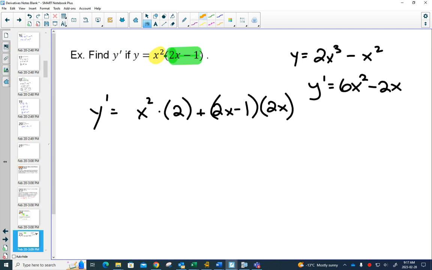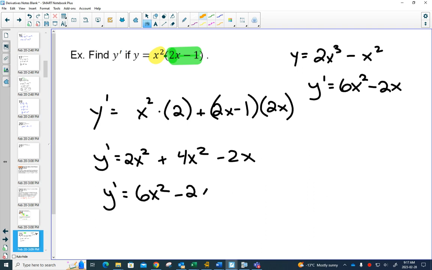If we multiply this all out, can you see that you would have 2x squared plus 4x squared minus 2x, combine those like terms, and you get 6x squared minus 2x. So if the question actually said, we would like your answer in simplest form, I think the original method that we did here in the blue box is simpler. It got us the simplified answer faster.